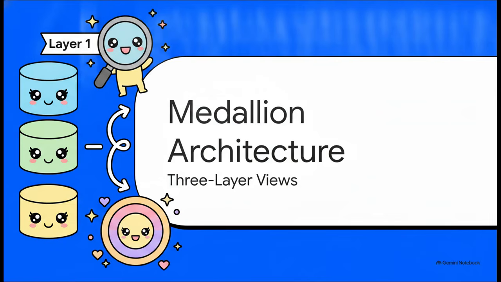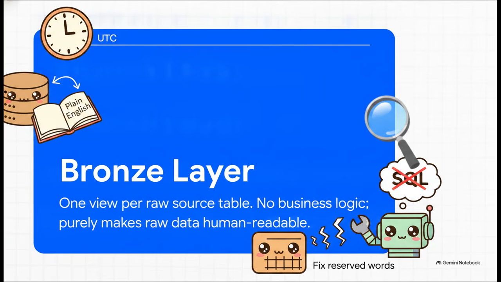Which brings us to step 3, medallion architecture layers. We're going to use a 3-layer view structure to refine our raw data step by step. First up, the bronze layer. This is our preparation phase, and honestly, it's delightfully boring. It's totally safe. You create one view per raw source table, and you apply absolutely no business logic. Its only job is making the raw data human-readable.